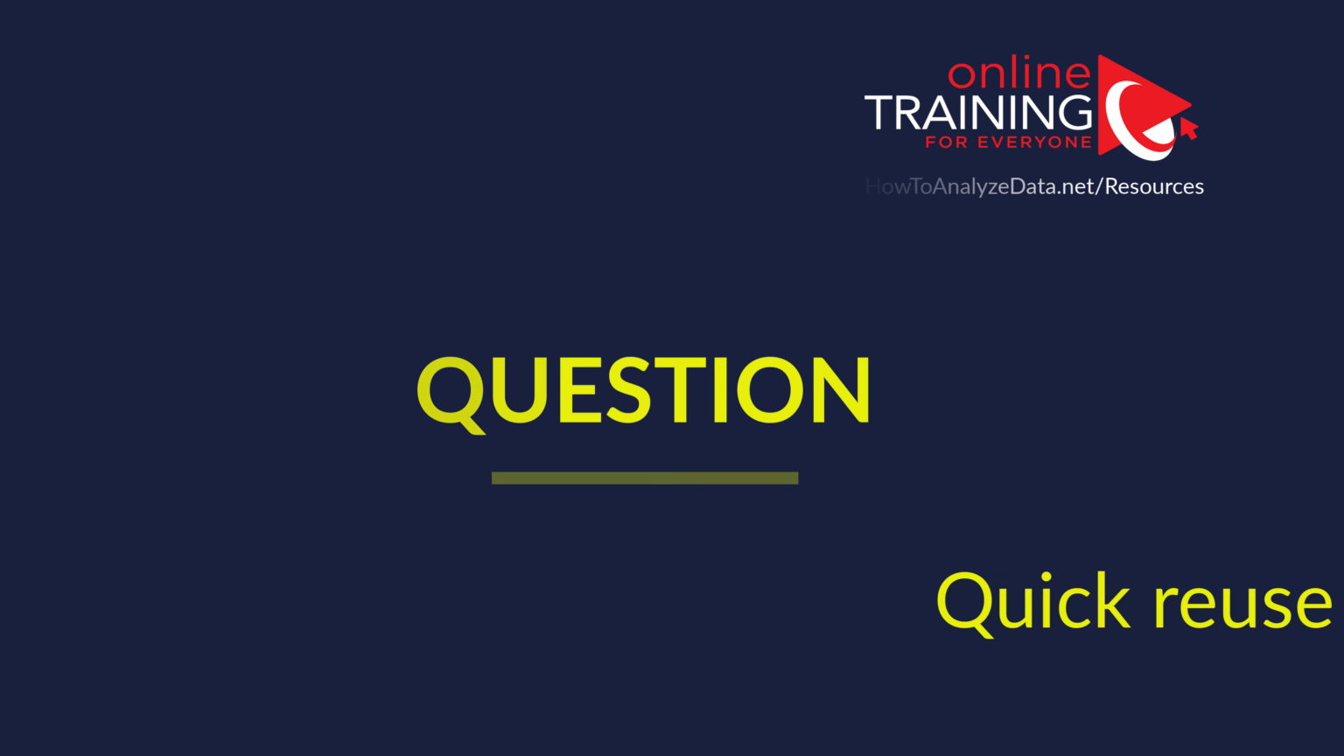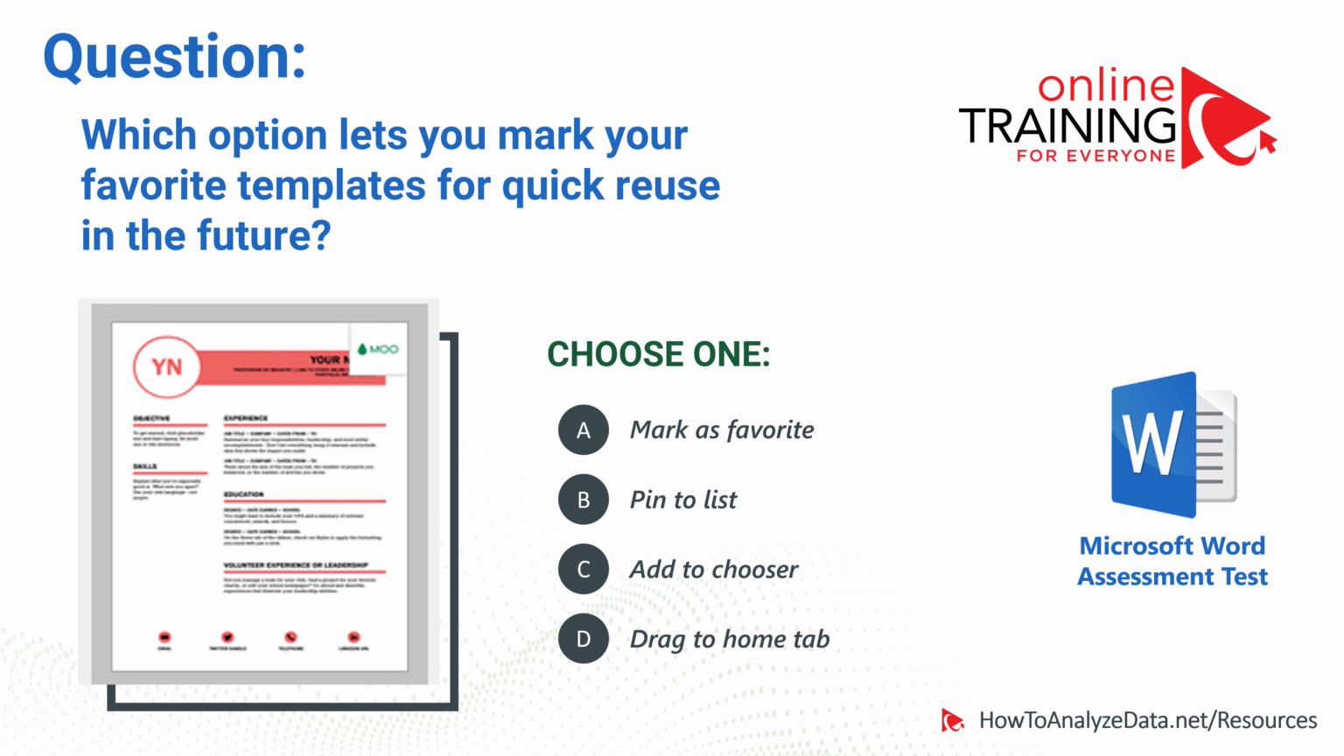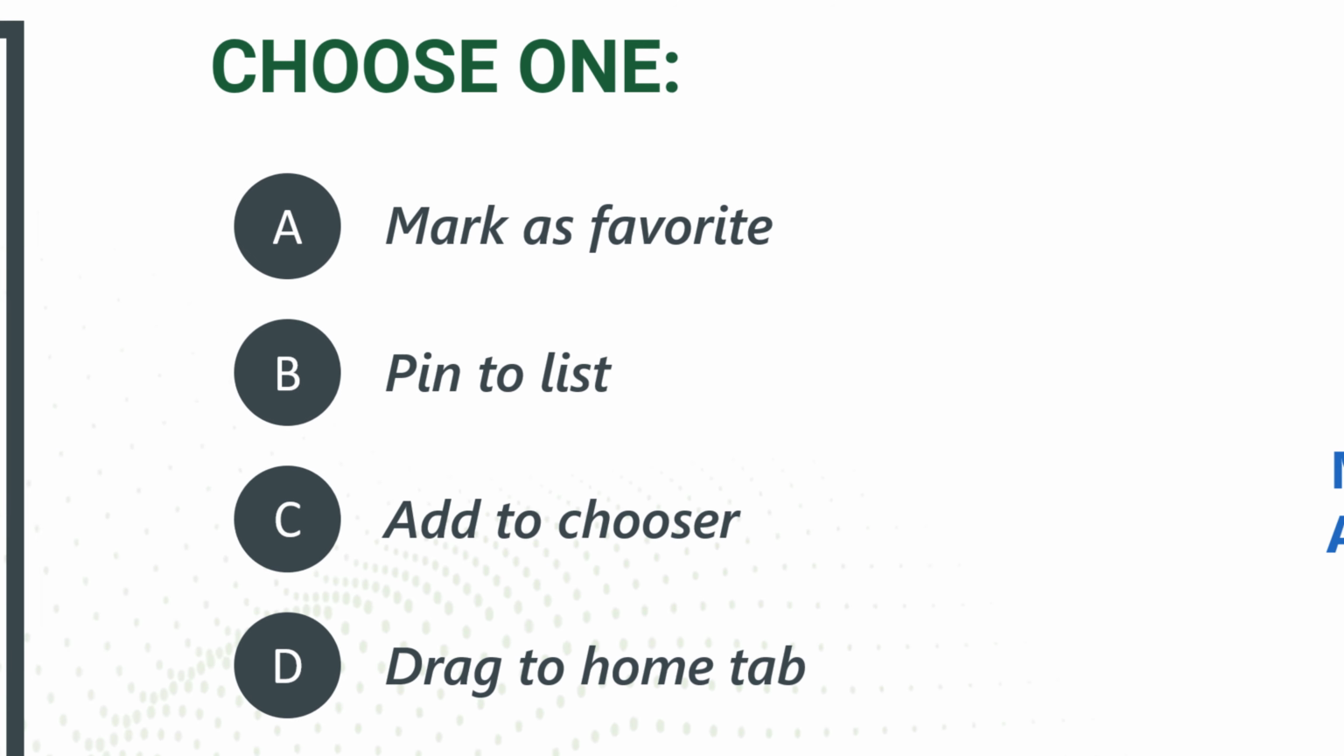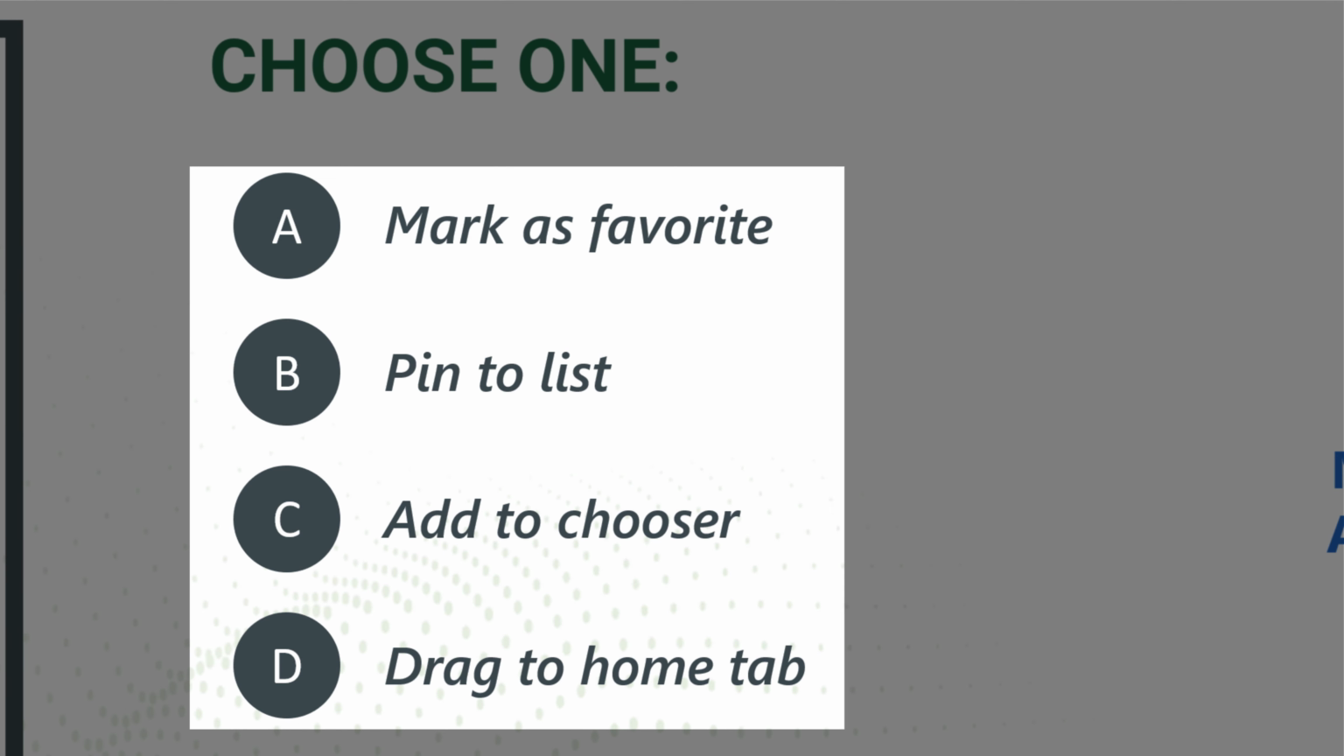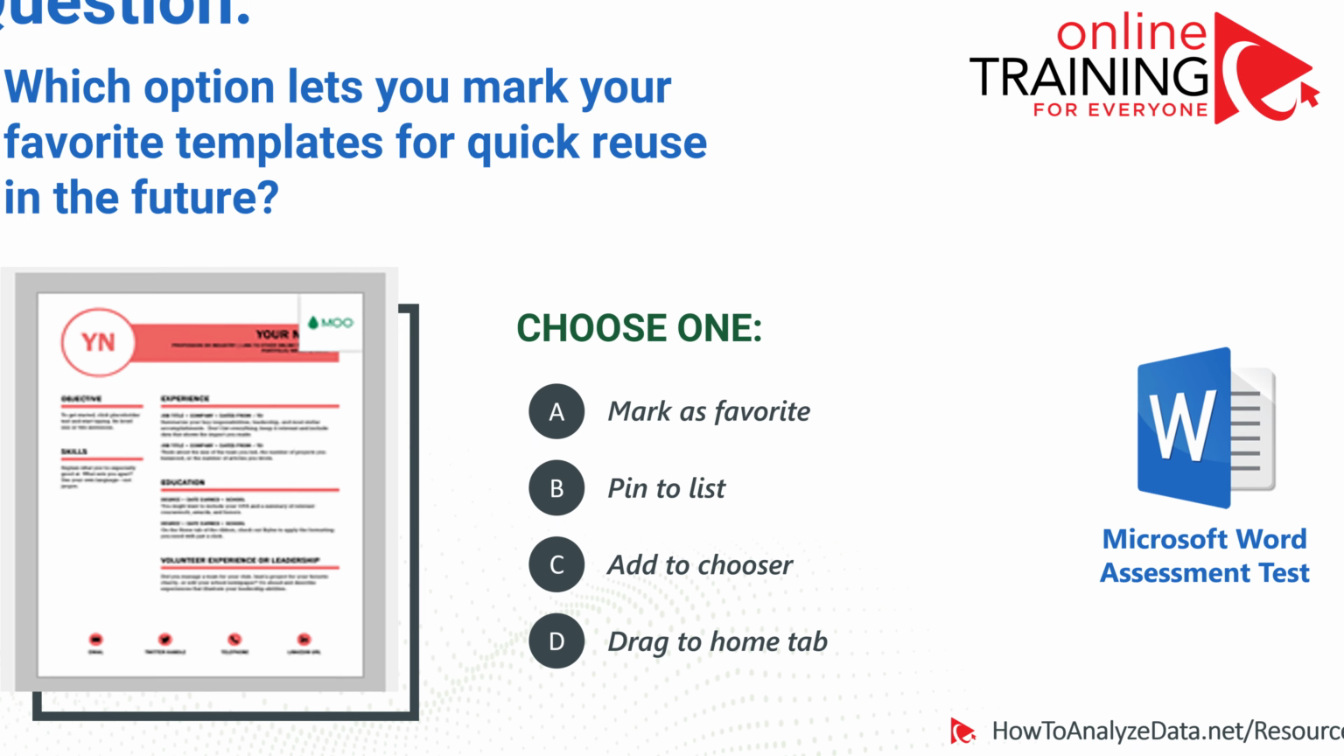Let's look at a question which we frequently see as part of Word assessment tests. Which option lets you mark your favorite templates for quick reuse in the future? And there are 4 choices: mark as favorite, pin to list, add to chooser, drag to home tab. Which one do you think is right here?